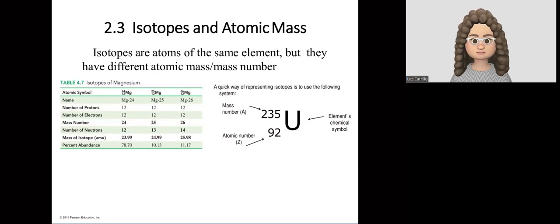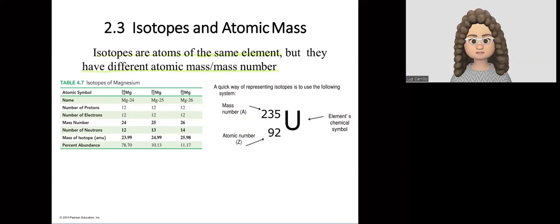Then we proceed to look at isotopes and how they relate to atomic mass. So let's first define what an isotope is. An isotope is atoms of the same element that have different atomic mass. In other words, different mass number. When it comes to this, understand that this is based on experimental data.